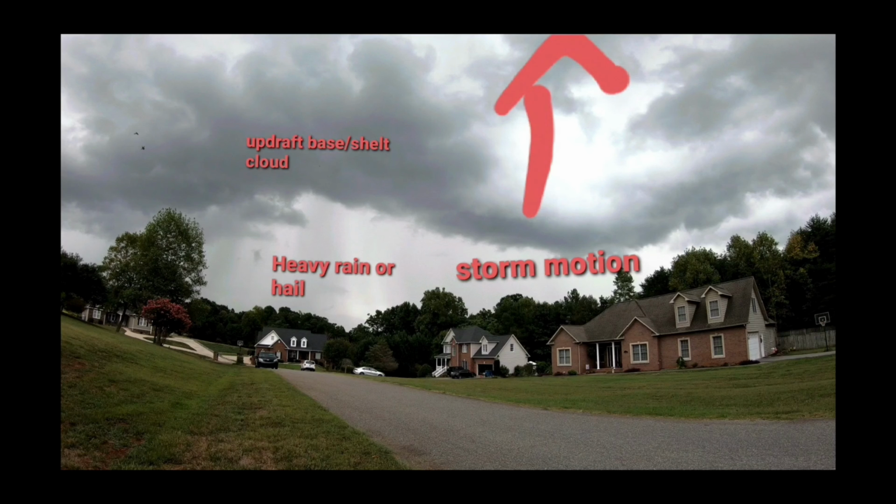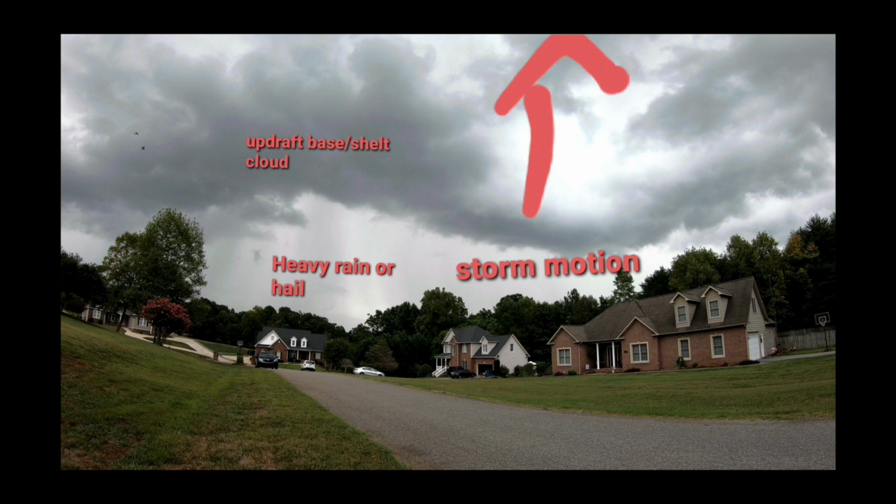Multi-cell thunderstorms are usually presented up close, similar to the picture given. The updraft base, or shelf cloud, is usually the slightly lowering base, which can look slanted from a distance or at a certain angle, and is usually pointing the direction of storm motion. The heavy rain or hail is where it is in the picture under the updraft base, and the storm motion is given as well.